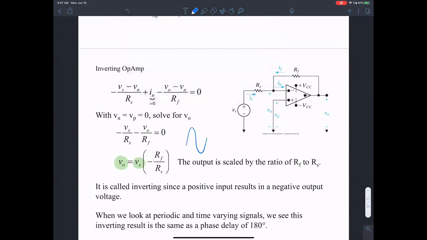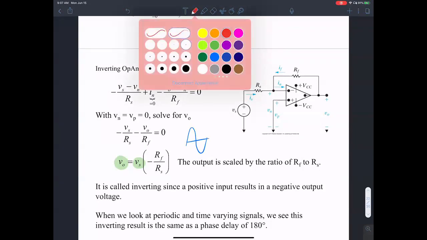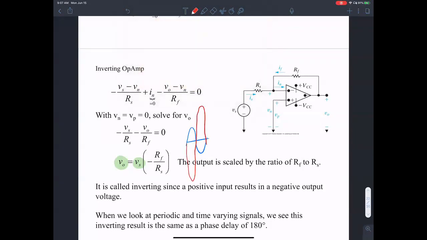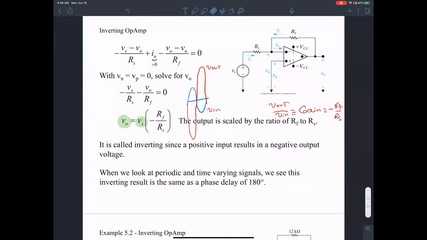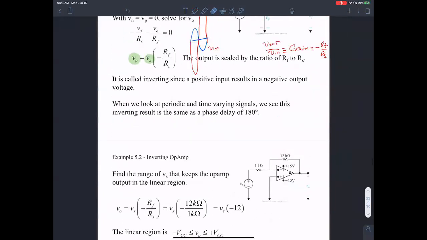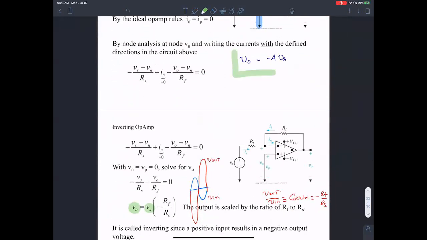Okay, so here is my input. The output is going to be a magnified but inverted version of the input. This ratio of V output over V input is called gain, and this is equal to negative RF over RS in this case, where RF is that resistor and RS is that one. Okay, so that's the idea. We'll stop here, and I don't want to get ahead of myself too much. This is what you would expect to see in the next class, the inverting amplifier.